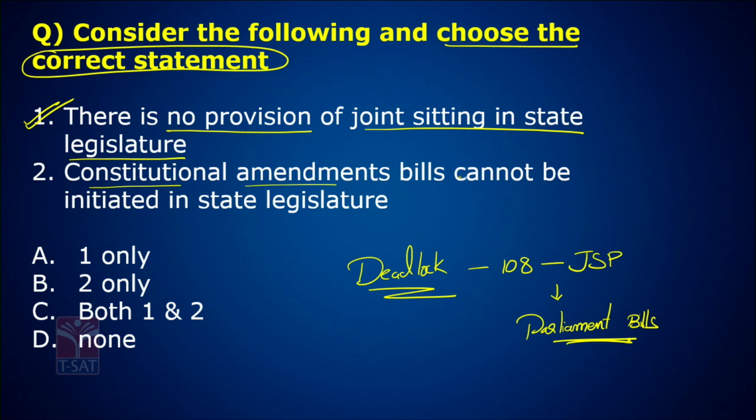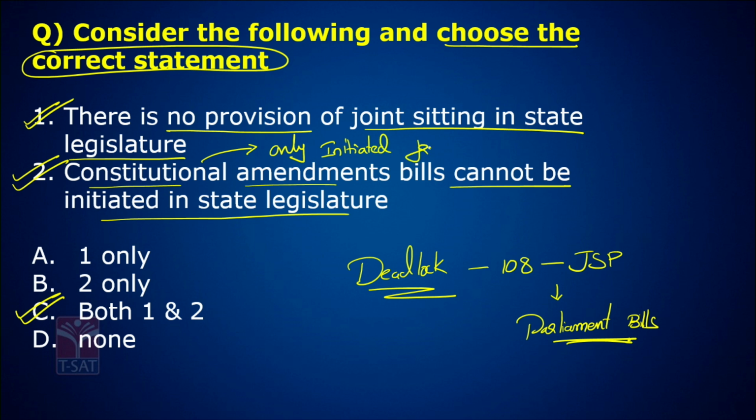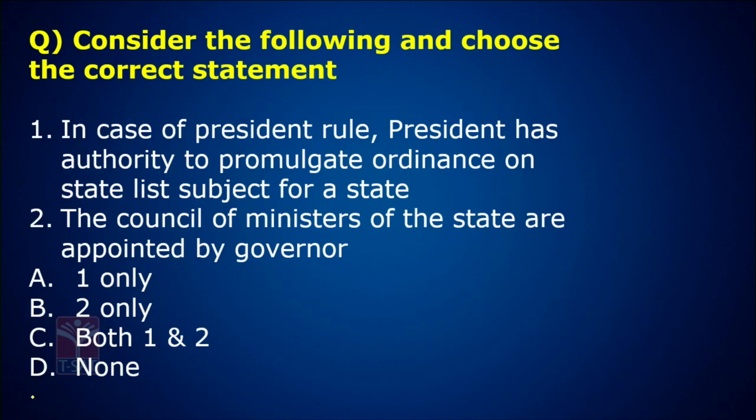Constitutional Amendment Act bills cannot be initiated in the state legislature. This is also correct. Answer is C. Constitutional amendment bills can only be initiated from Parliament, either Lok Sabha or Rajya Sabha. Anything is fine. It can be initiated only from Parliament. Okay. Now, next question.